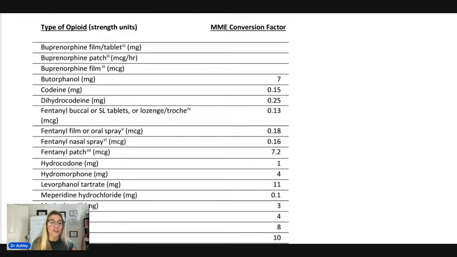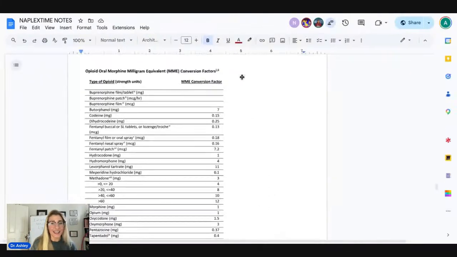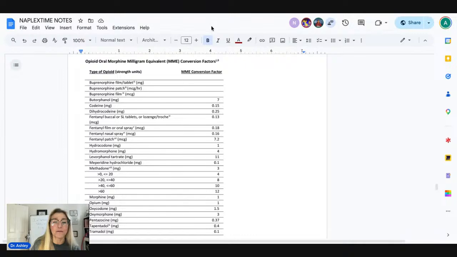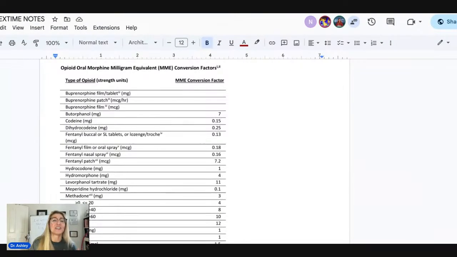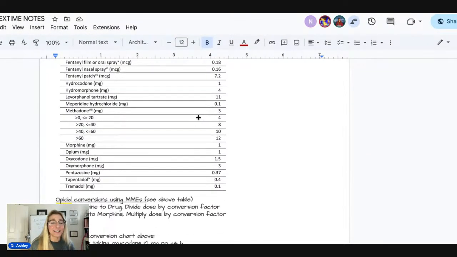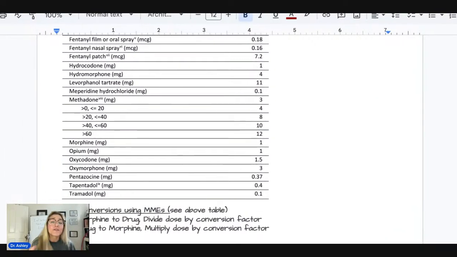They will provide this chart for you, and you may not have learned it in school. You may not be on UWorld, but it's actually very easy. You will do opioid conversions using MMEs if they provide the chart. And they probably will if they're asking you about it.